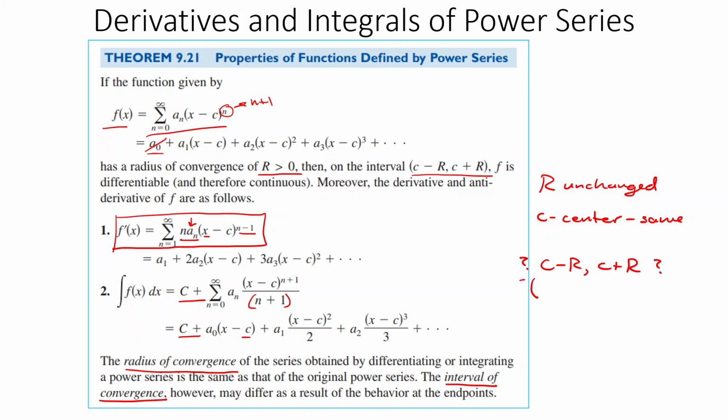So we may include it or we may not include it. I said that backwards, so we may not include it or we may include it. It could change from one function to the next. So the integral could be different from the derivative, could be different from the original function as far as what happens at the endpoints, but the interval will be the same length. It will have the same center and the same radius. It's kind of a cool fact there.